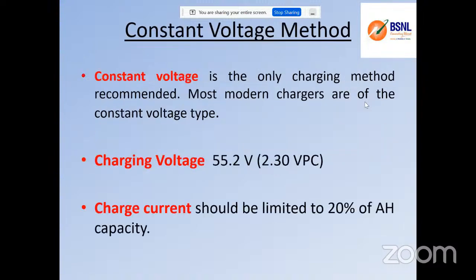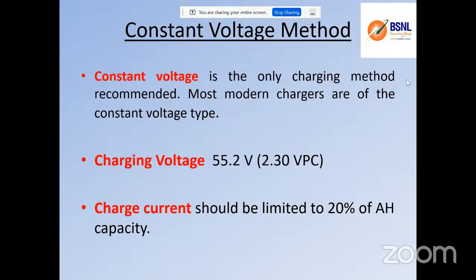In VRLA battery, here we are using only a constant voltage charging method. Earlier, in the conventional battery, we discussed constant current charging, around 14% of the AH. But here we are using only constant voltage. So we have to understand that the current may vary from minimum to maximum. When the batteries are completely drained, they will take maximum current. As it keeps charging and reaches full charge, the current will be reduced. Because of the constant voltage charging, the current will vary from a higher to a lower value.